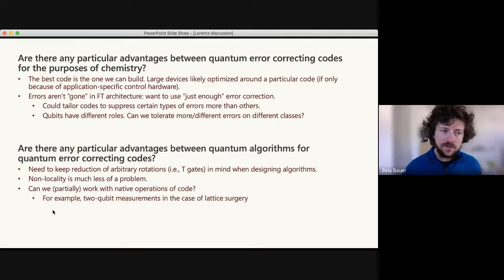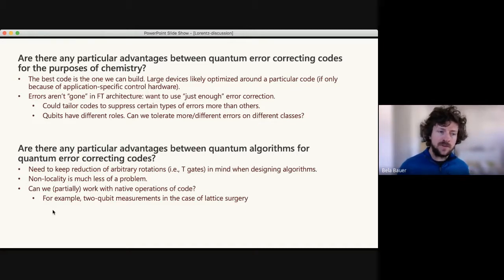But maybe an interesting question to think about is, in a fault-tolerant architecture, the errors aren't completely gone. We're just suppressing them by some amount. And obviously we want to suppress them just enough. One of the things this allows is to tailor which errors we can live with and which errors we can absolutely not live with, and make that even different for different qubits.